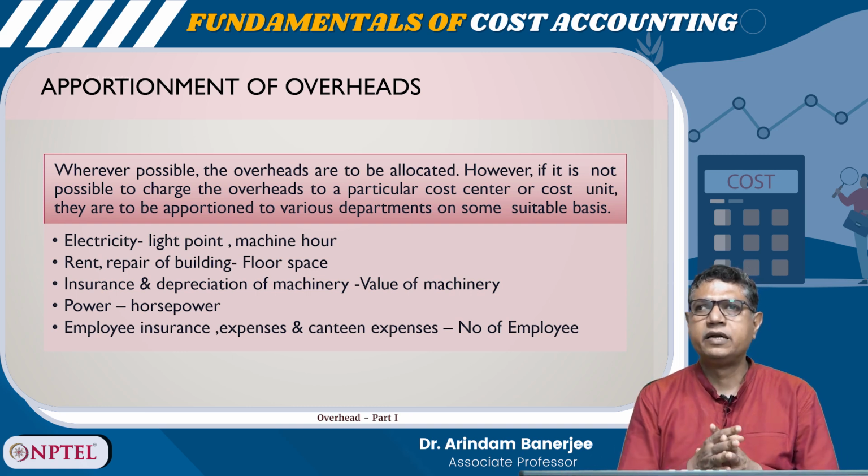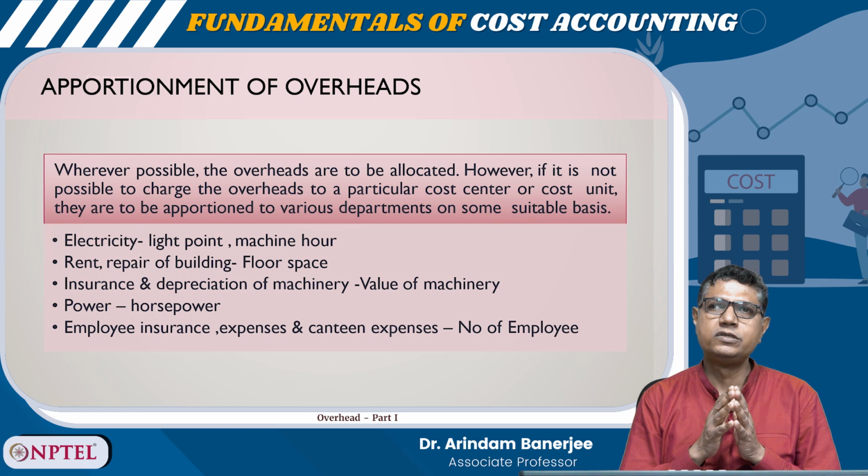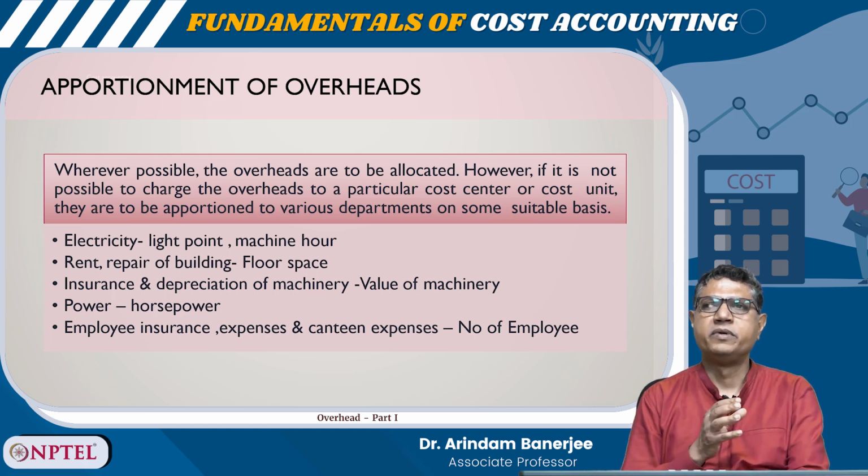different examples, right, on the basis of which the overhead can be apportioned, because overhead you cannot always directly allocate to the direct product. So, you can use different other reasonable bases for apportionment of it to the appropriate department.